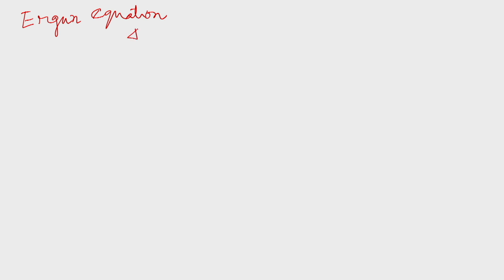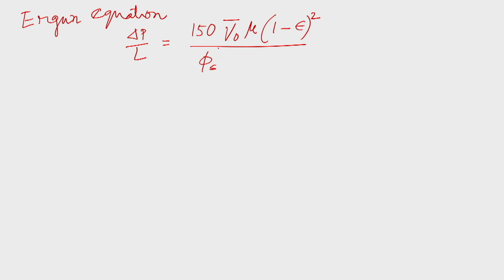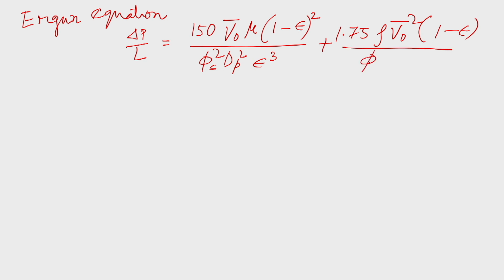gas rates this gas suffers a pressure drop, which can be estimated by the Ergun equation: the pressure drop across the length L is equal to 150 V0 bar mu into (1 minus epsilon) square divided by phi s square into dp square into epsilon cube, plus 1.75 into rho into V0 bar square into (1 minus epsilon) divided by phi s into dp into epsilon cube.